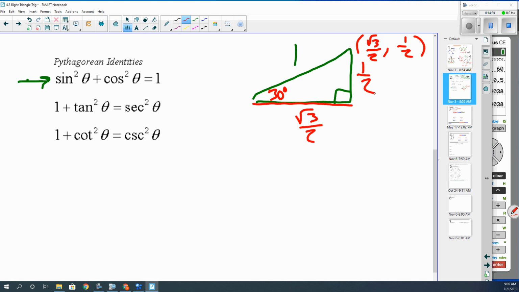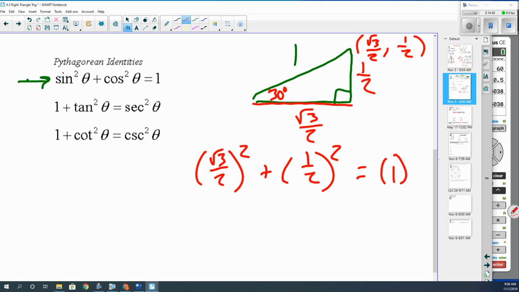So if I did the Pythagorean theorem, I would have (√3/2) squared plus (1/2) squared equals 1 squared. So √3 squared would be 3, 2 squared would be 4, 1 squared would be 1, 2 squared would be 4, equals 1. Then 3 plus 1 is going to be 4, so I get 4 fourths equals 1, which is 1.